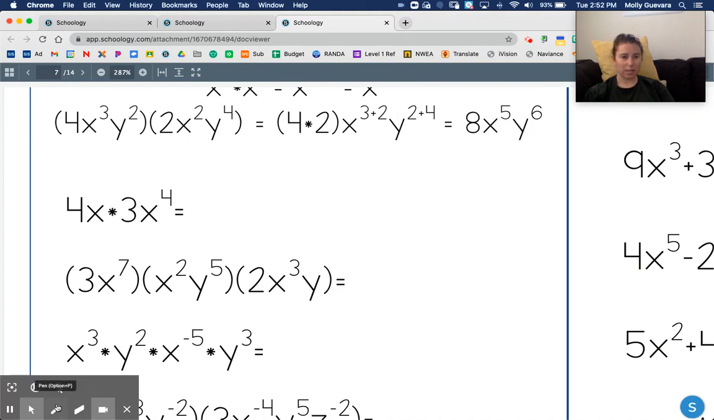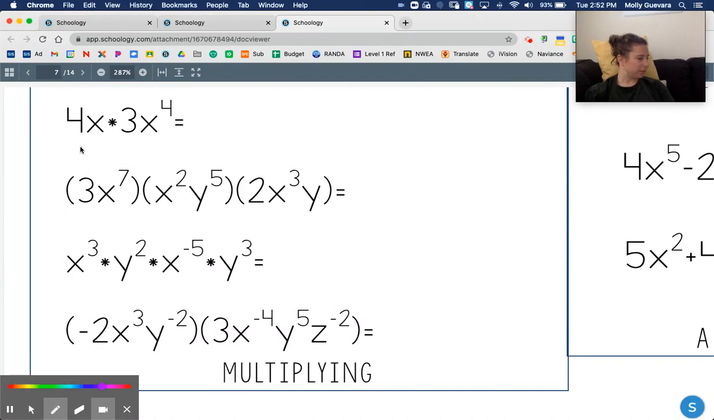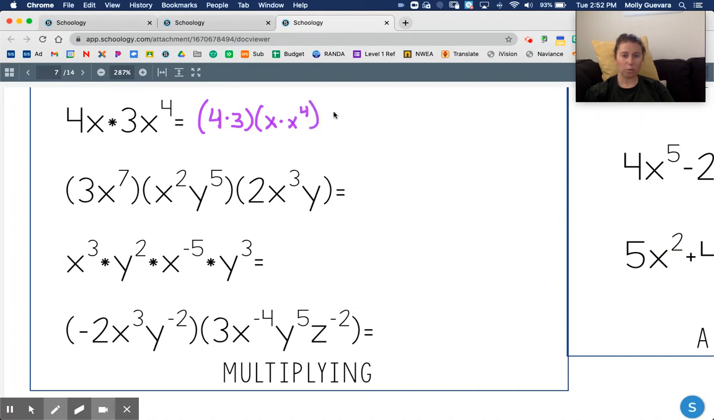Okay, so let's look at my examples. I'm going to scroll down. Oh, I can fit them all. That's good. Okay, so the first one, right, this is 4 times 3 times x to the fourth. So if it helps you to group it by variable, you're more than welcome to do that, okay? So 4 times 3 is 12, and then x times x to the fourth, right, that's x to the 1 plus 4. Remember, if there's no exponent, it's a 1. So that's going to get me 12x to the fifth.